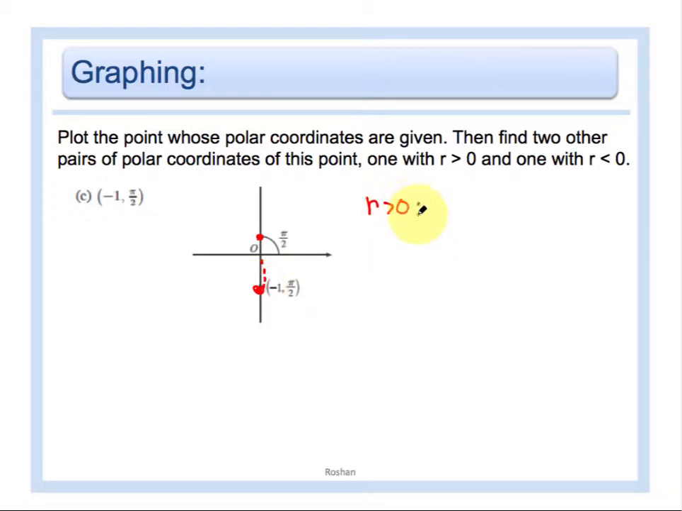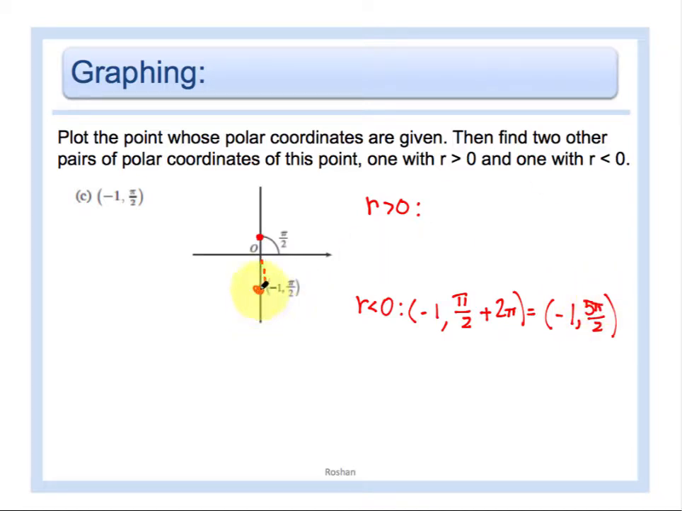Now r is greater than 0 is going to be the one that I have to think a little bit more about, because the r is less than 0 is what I already had, the negative 1. And so I would just do pi over 2 and then add another 2 pi, which would leave me at negative 5 pi over 2.